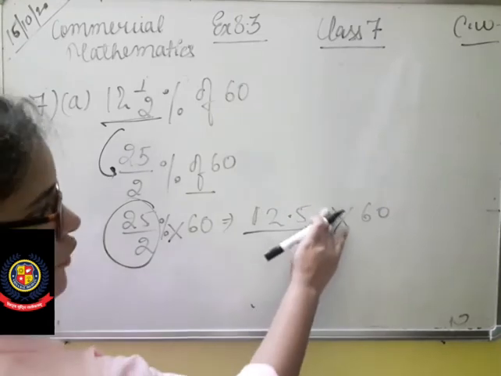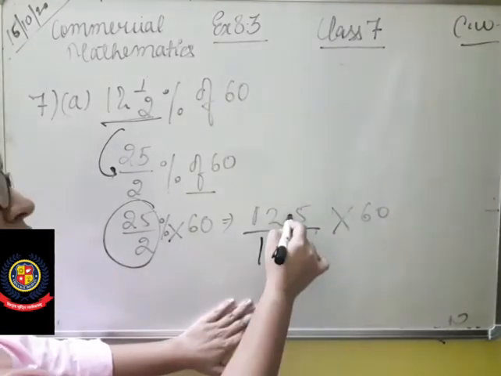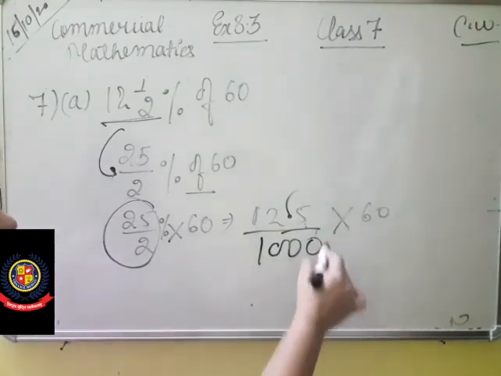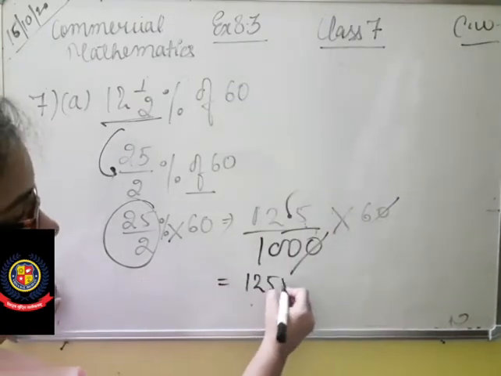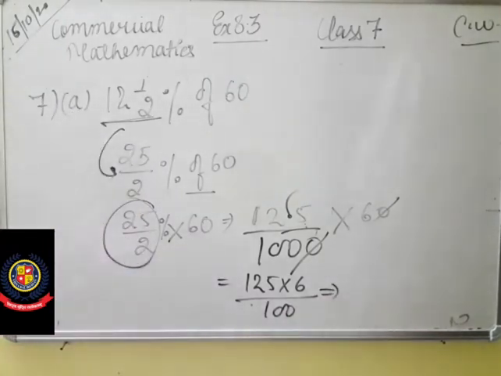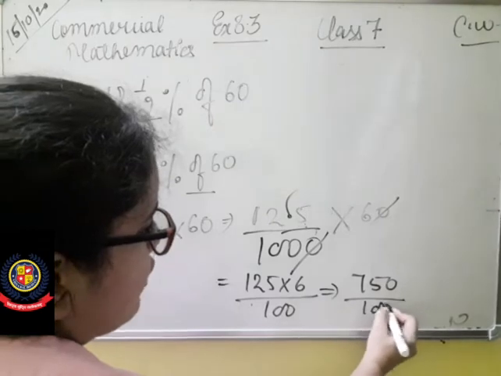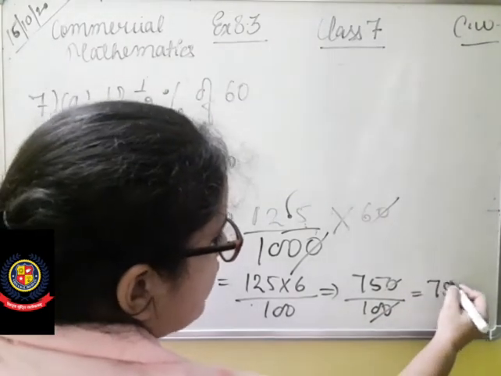So I want to remove this percent, so I will write 100 and divide. After this point, one digit is there. When I remove this point, 1 zero will come over here. Cut it. When you cut it, you will get 125 into 6 upon 100. So now multiply 125 and 6. When you multiply 125 and 6, you will get 750 upon 100. So 10 and 10 will get cancelled out. You will get 75 by 10.